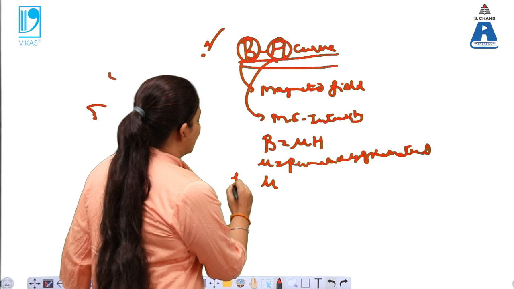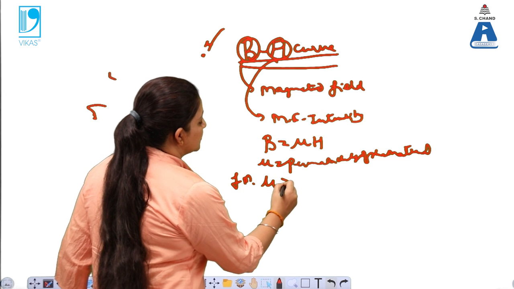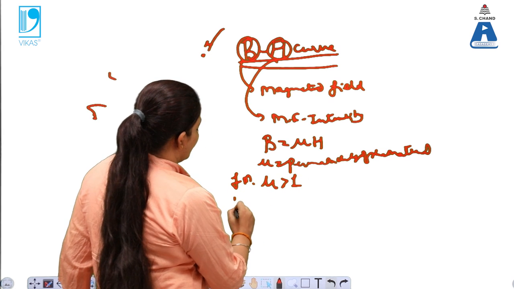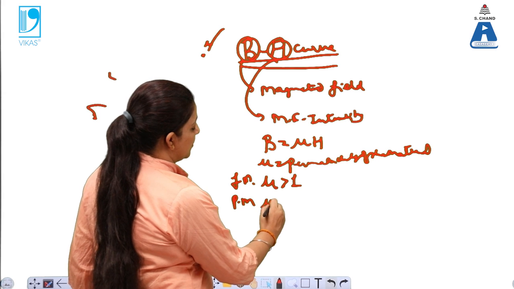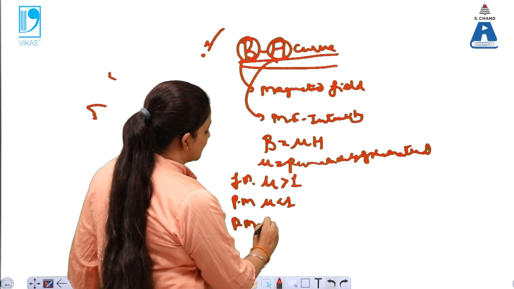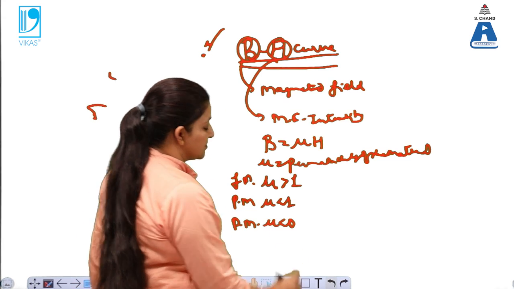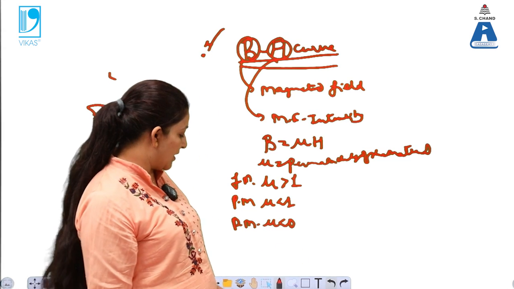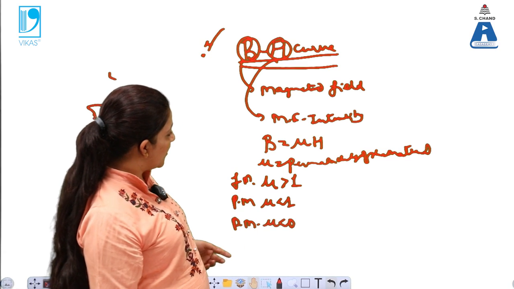In case of ferromagnetic material, this permeability is positive, that is more than 1, while for paramagnetic material, this mu is less than 1. In case of diamagnetic material, this permeability is less than 0. It is negative in case of diamagnetic material. So this is the permeability.